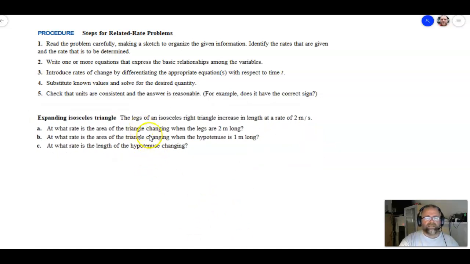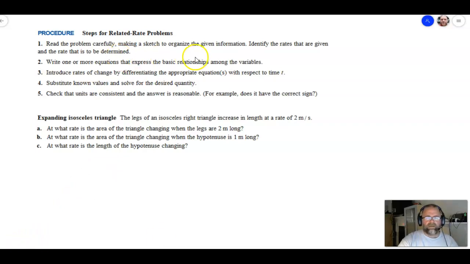The first one says the legs of an isosceles right triangle increase in length at a rate of 2 meters per second. And it says, at what rate is the area of the triangle changing when the legs are 2 meters long? At what rate is the area of the triangle changing when the hypotenuse is 1 meter long? And at what rate is the length of the hypotenuse changing? All right, so let's see if we can solve this.